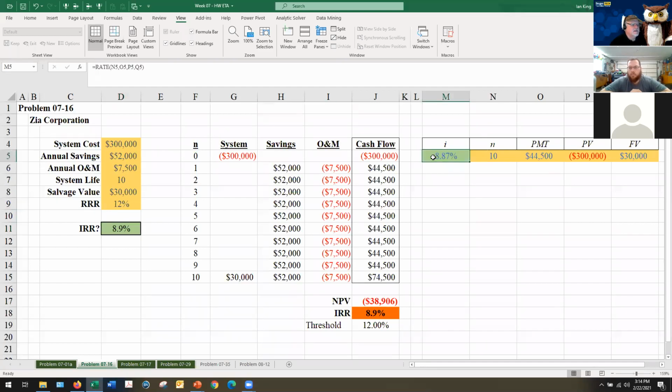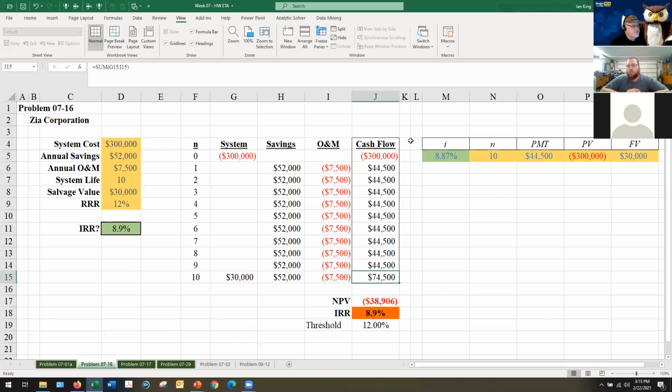So, I did it two different ways. One is, I did it quickly with the rate formula again. The time period is 10 years, because they tell us 10 years is the system life. The net savings every year is 44,500, which is the 52,000 you get in savings minus the 7,500 it costs you to operate it. This gives you 44,500 every year for 10 years. Present value is the initial cash flow that they tell you. The future value is what you can sell it for at the end of 10 years. That's your salvage value.